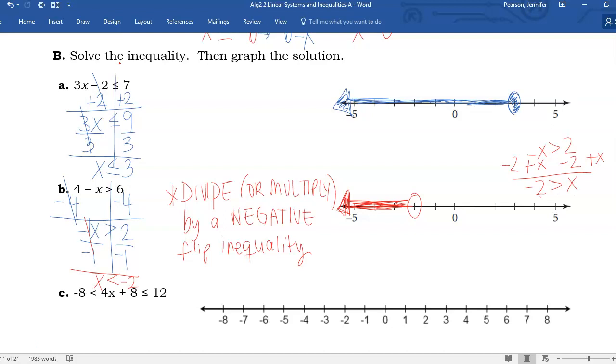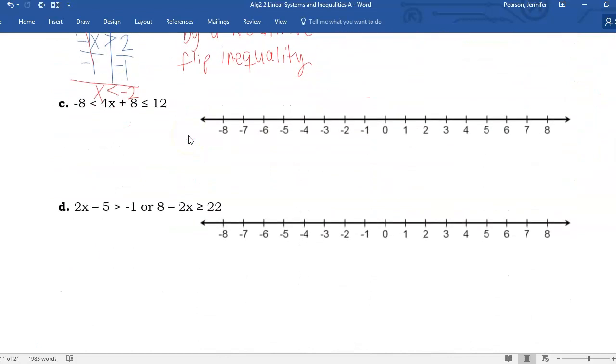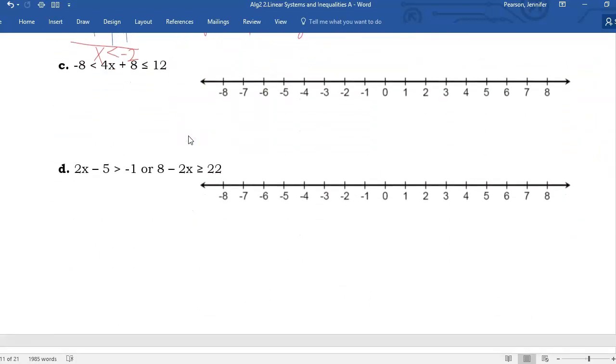Letter C, we have -8 is less than 4x plus 8 is less than or equal to -12. We're going to do the same thing. I'm going to get 3 regions now, though. So when I do my plus or minus to both sides, I do it in all 3 regions, not just on both sides. So like right here, I want to do a -8 to start off. I'm going to subtract 8 from all 3 regions. Okay? So these would cross off. -8, -8, that is -16. Less than 4x, less than or equal to 4.